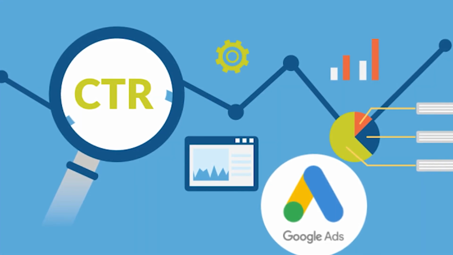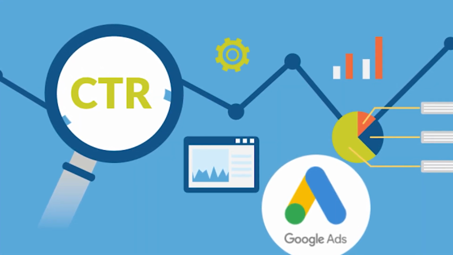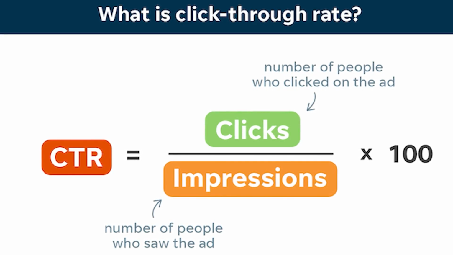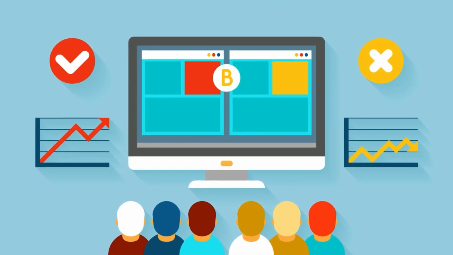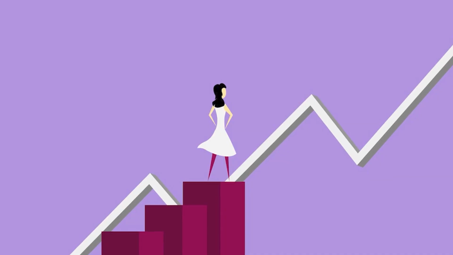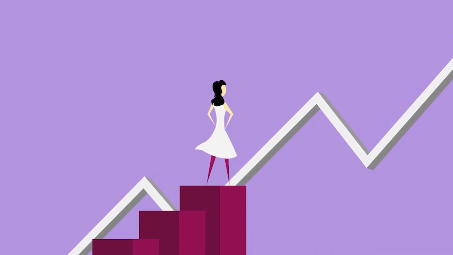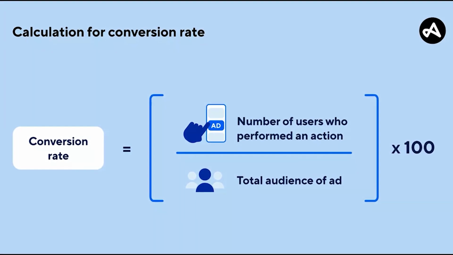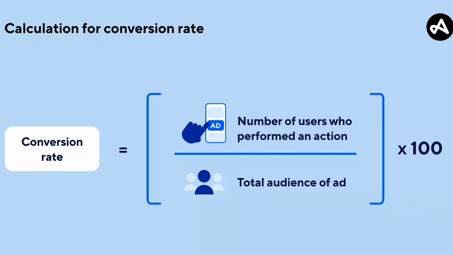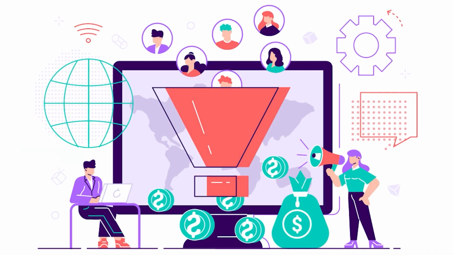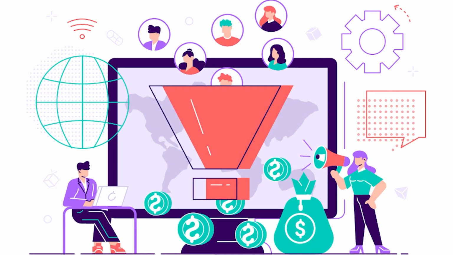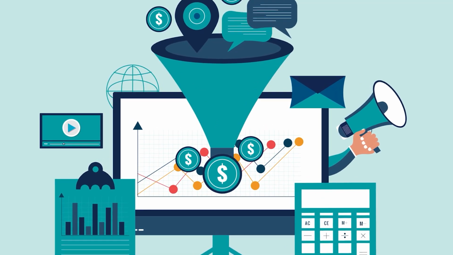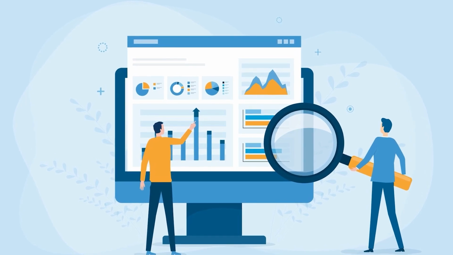One of the first metrics you should track is click-through rate, CTR, which measures the percentage of people who clicked on your ad after seeing it. A high CTR indicates that your ad is resonating with your target audience and generating interest in your product or service. Another important metric to track is conversion rate, which measures the percentage of people who took a specific action after clicking on your ad, such as making a purchase or filling out a lead form. By tracking conversion rates, you can identify which ad variations are driving the most conversions and optimize your campaigns accordingly.